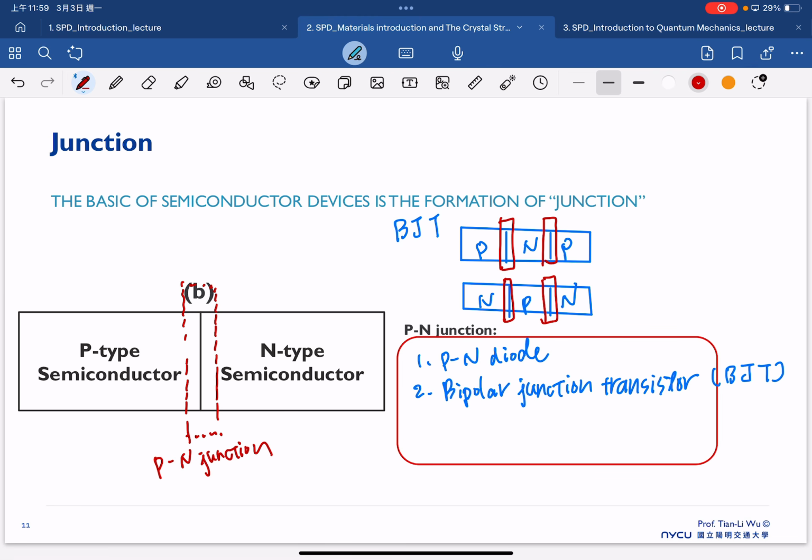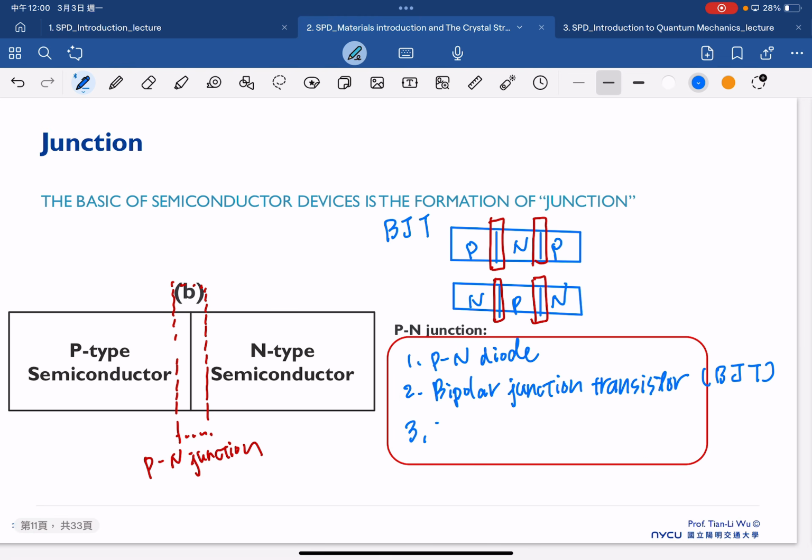So that's why in many semiconductor textbooks, we always start from the p-n junction, because once we understand the p-n junction, it's easier for us to understand the MOSFET and BJT as well. And also, the p-n junction exists in one special device architecture that we call the junction FET. That's what we call the JFET.